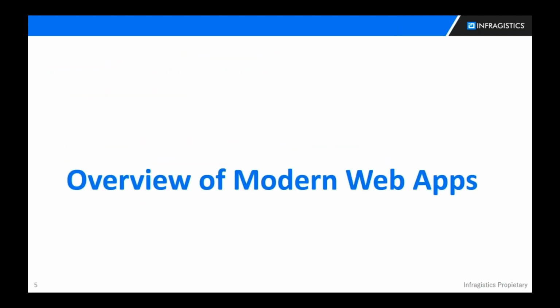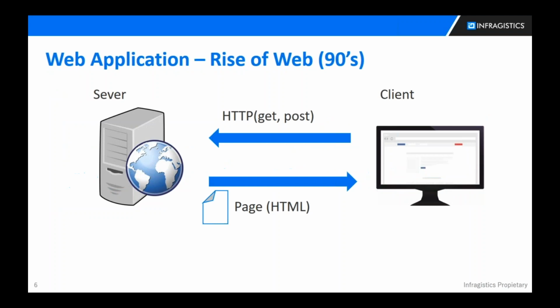So first, I'm going to talk about the overview of modern web apps. So let's go with the history. In the 1990s, with the rise of the web, it was simple web stuff. The client makes a request, and the web server provides the HTML. It's static. It's very simple. You don't call that an application. That's like a website or web pages.